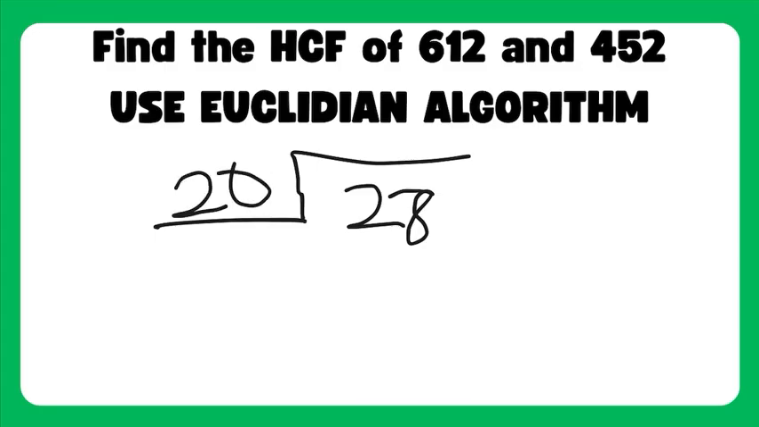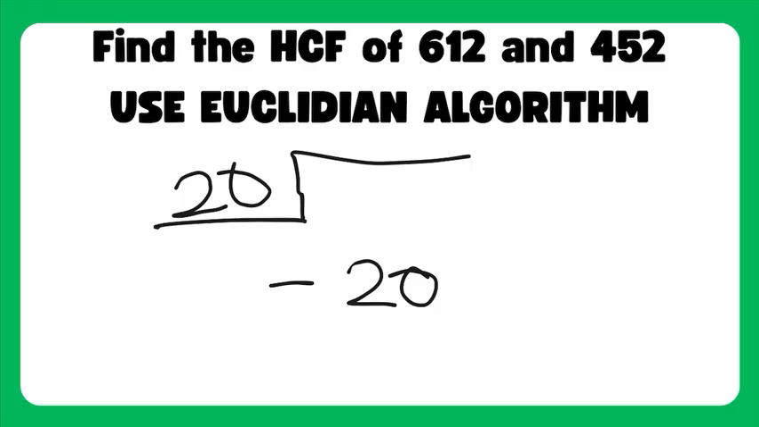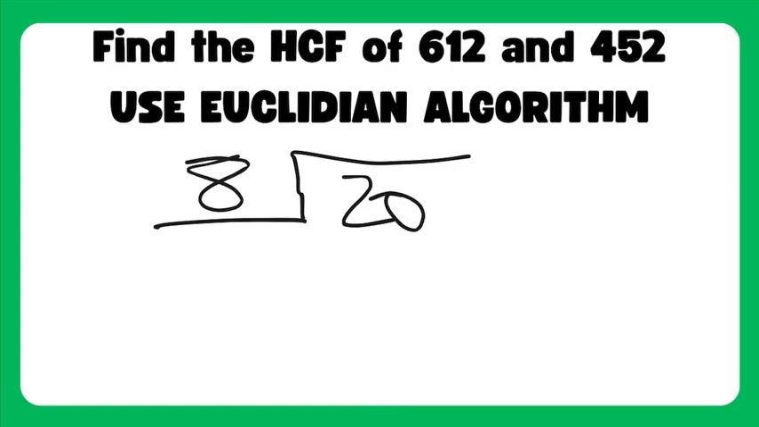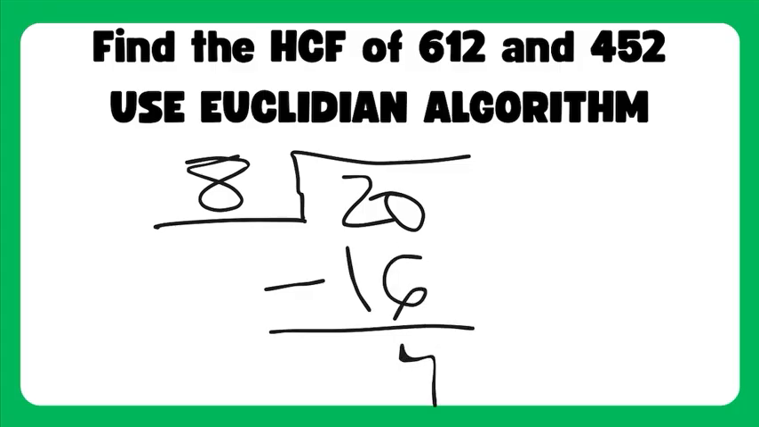And now we get 20 and 28. From this we can subtract 20, and that will give us 8 over here. So this 20 will go here, and the 8 will go here. Now we can subtract from this 16. It will give us 4. So the 8 will go here, and the 4 will go here.